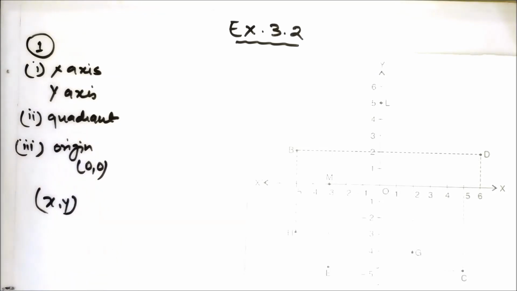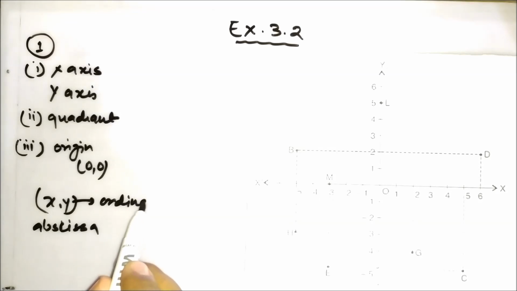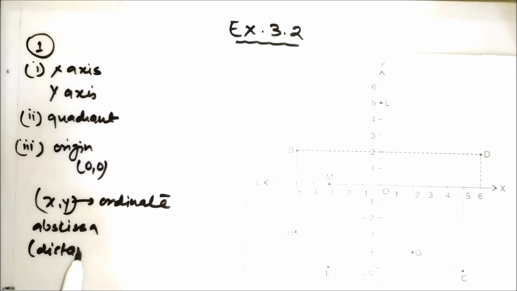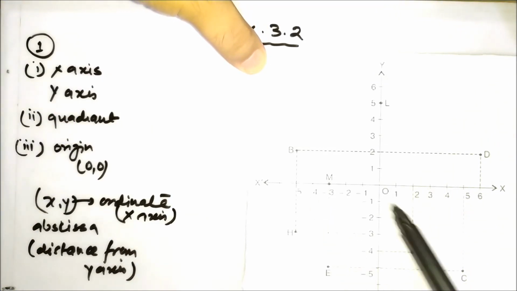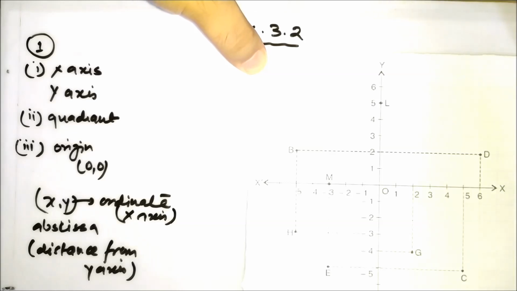Coordinates are in the form of X, Y, where X is also known as abscissa and Y is also known as ordinate. Okay, abscissa is the distance from y-axis and ordinate is the distance from x-axis. Okay, this all we have seen in our last class. Now let us solve the exercise. Now it is saying that you need to find the coordinates of each point.